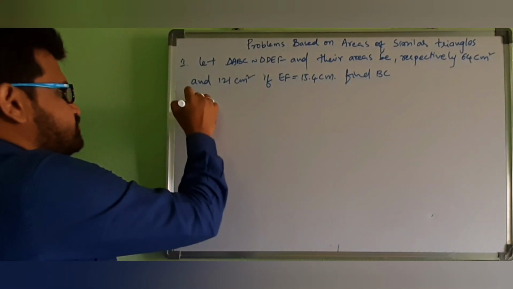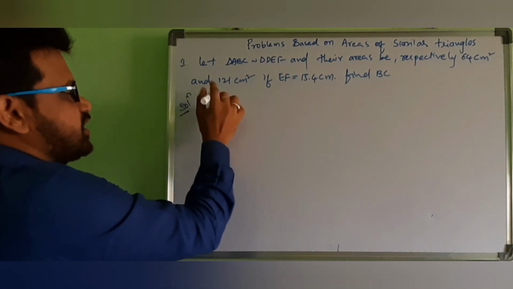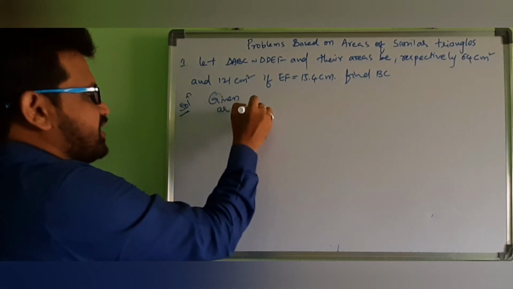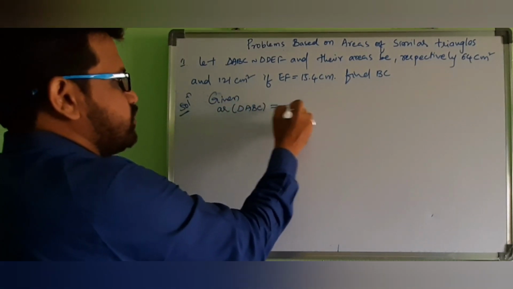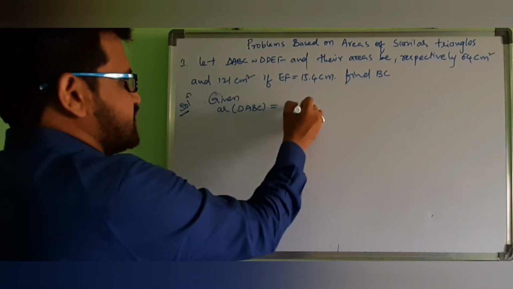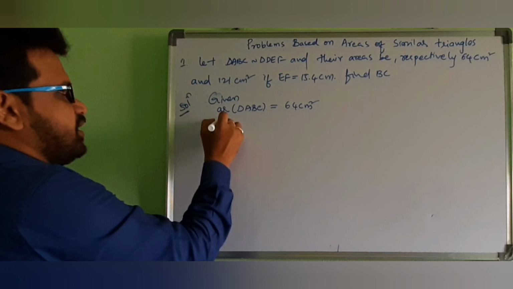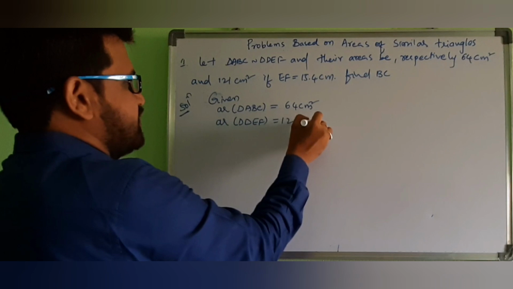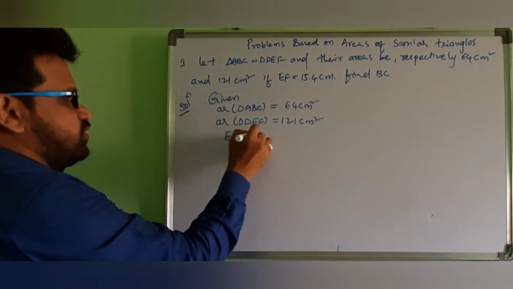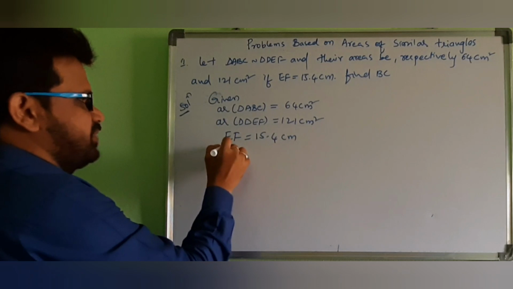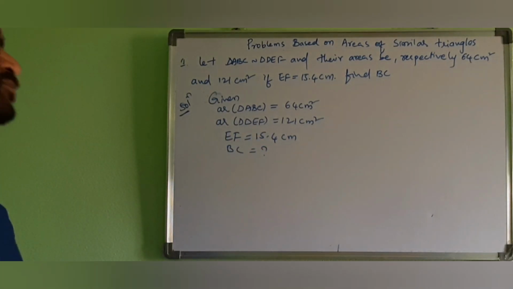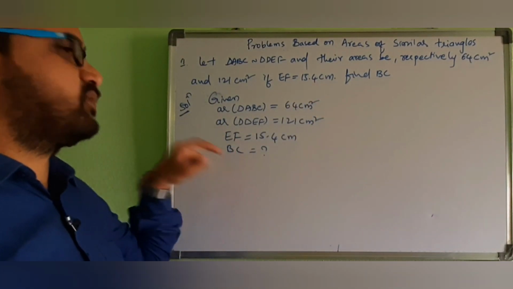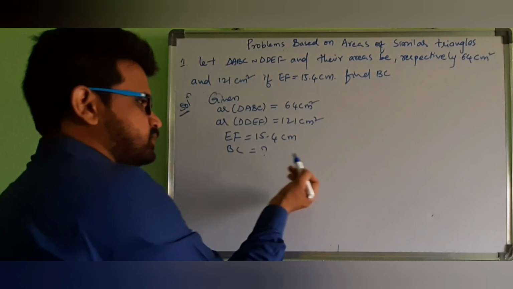So how to do this? What is given? First you write that given, area of triangle ABC is equal to 64 centimeter square, and area of triangle DEF is equal to 121 centimeter square. EF is equal to 15.4 centimeters. Find BC. Here the areas are given and one side is given, we have to find the other side. So write the theorem.